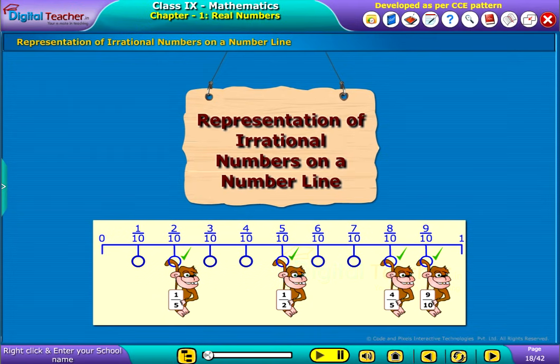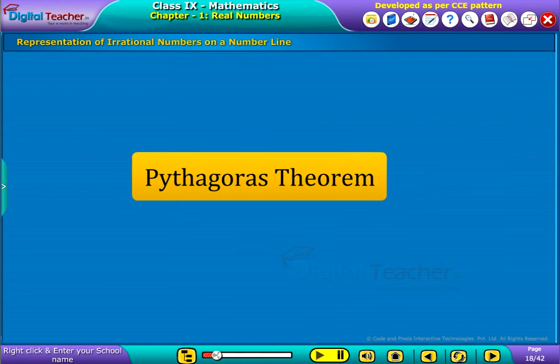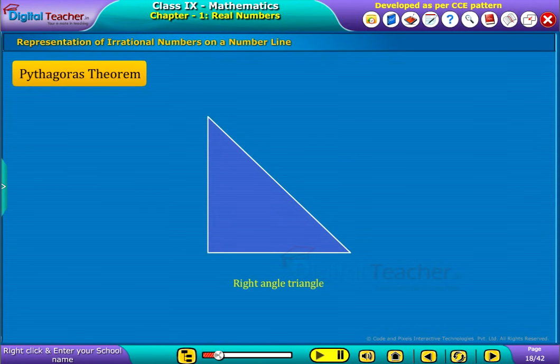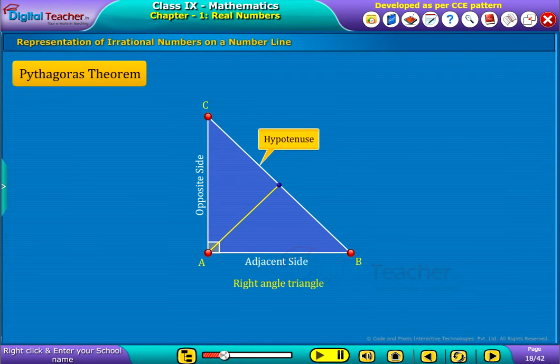Now, let us learn how to represent irrational numbers on a number line. Before going to learn the representation of irrational numbers on a number line, we need to know about Pythagoras' theorem. The Pythagoras theorem states that in a right-angle triangle ABC, the side opposite to the right angle is the hypotenuse, and it says that hypotenuse square is equal to the sum of the squares of the other two sides, that is, as shown on screen.